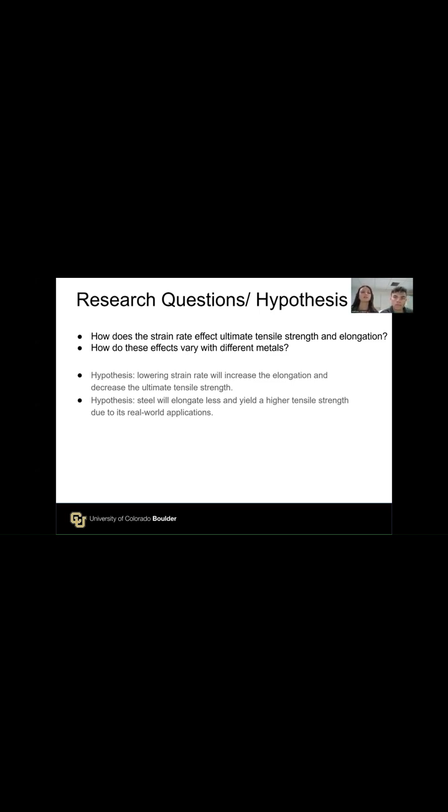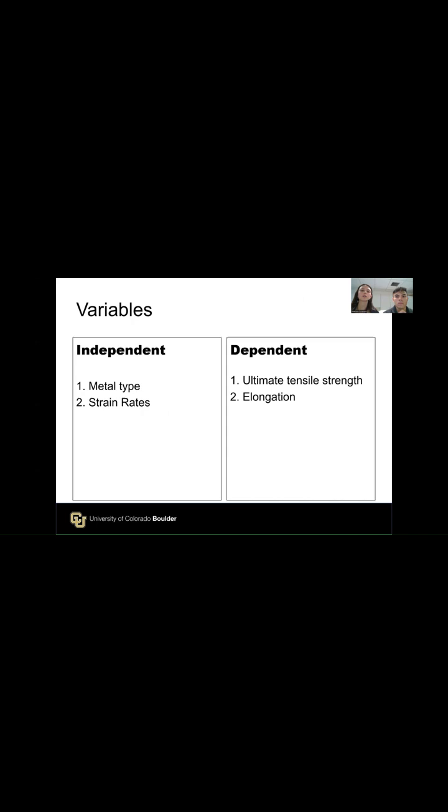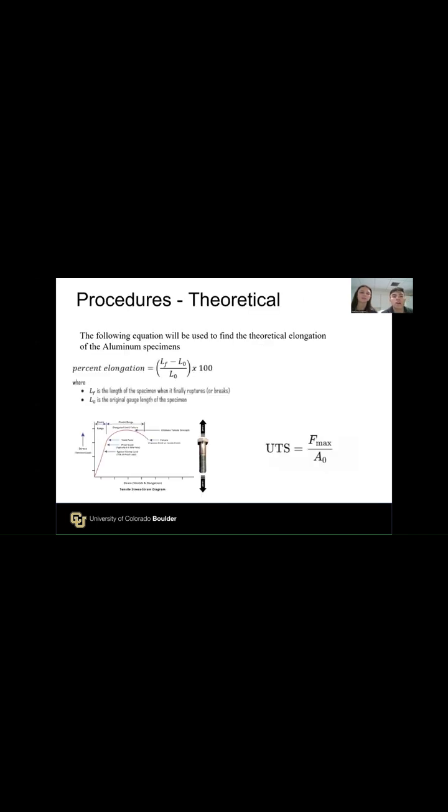Our research questions include how does strain rate affect ultimate tensile strength and elongation, and how do these effects vary with different metals? Our hypothesis is that lowering the strain rate is going to increase the elongation and decrease the ultimate tensile strength. However, we believe that steel will elongate less and yield a higher tensile strength due to its real-world applications. We are going to be measuring ultimate tensile strength and elongation and how these are affected by metal type and strain rates.